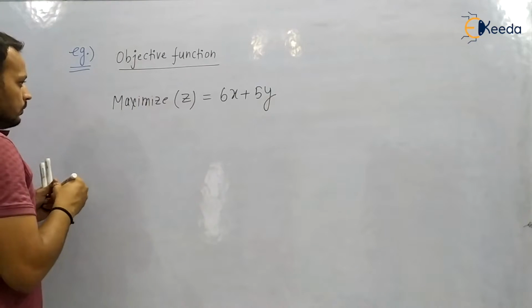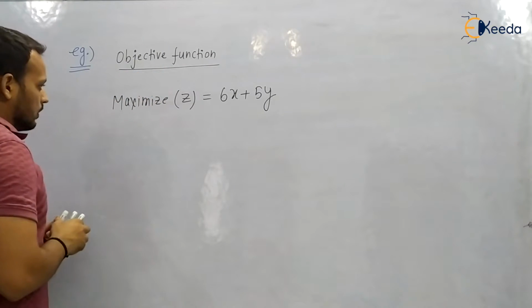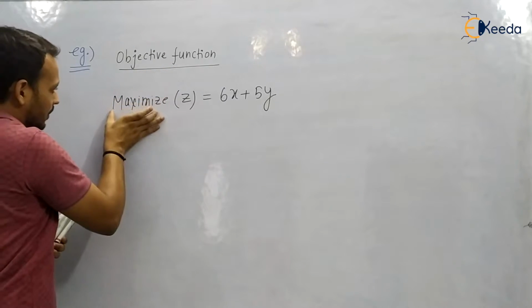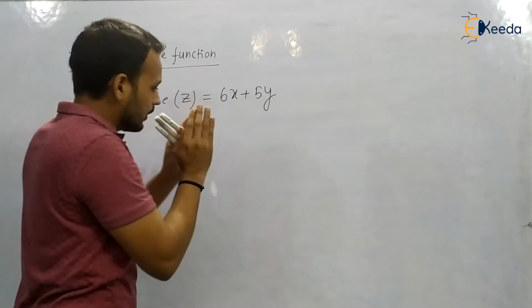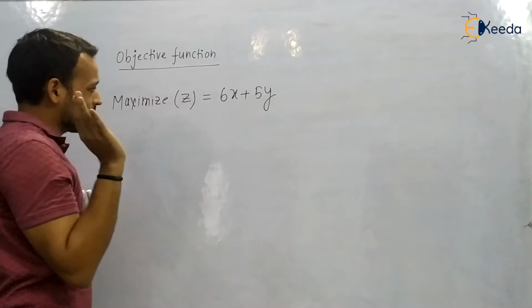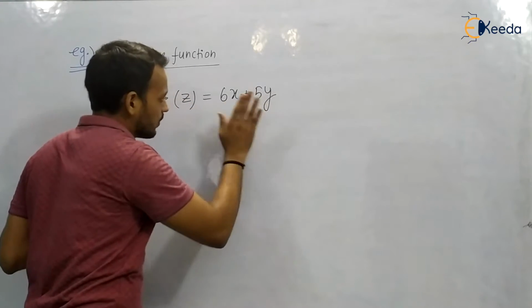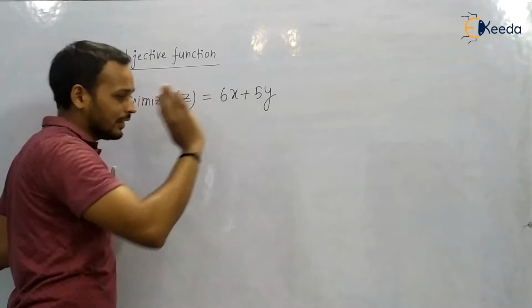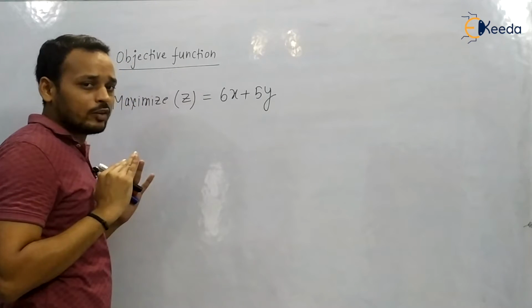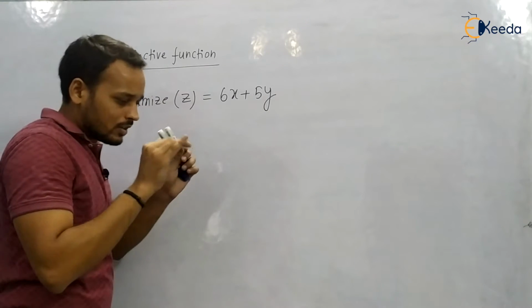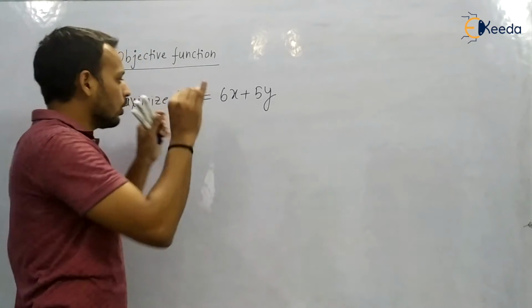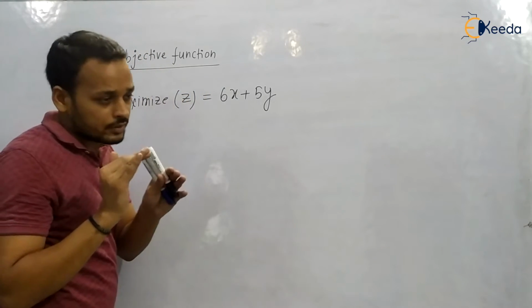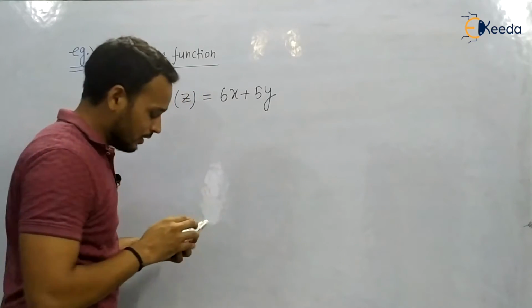Okay, so this is our objective function. It is written: maximize z. The objective function is denoted by z, and it equals 6x plus 5y. So we have simply written the objective function. How to formulate the objective function, what the statements are and how to formulate it by reading those statements, we will talk about in the further lectures.